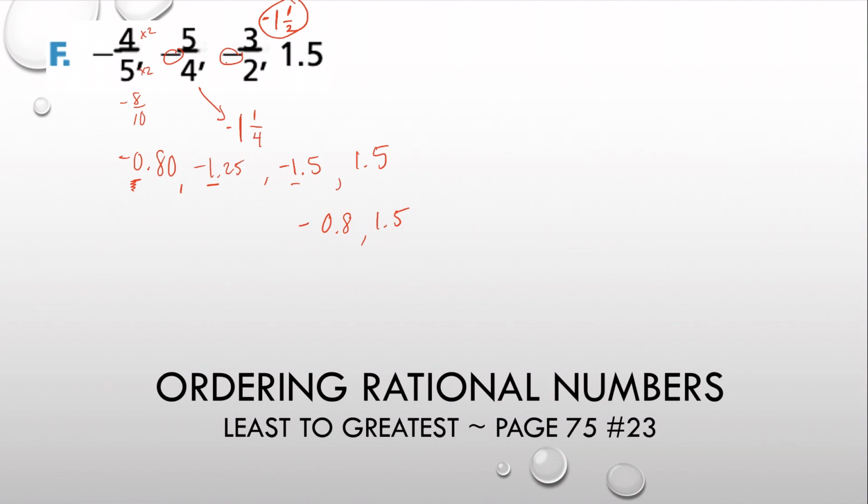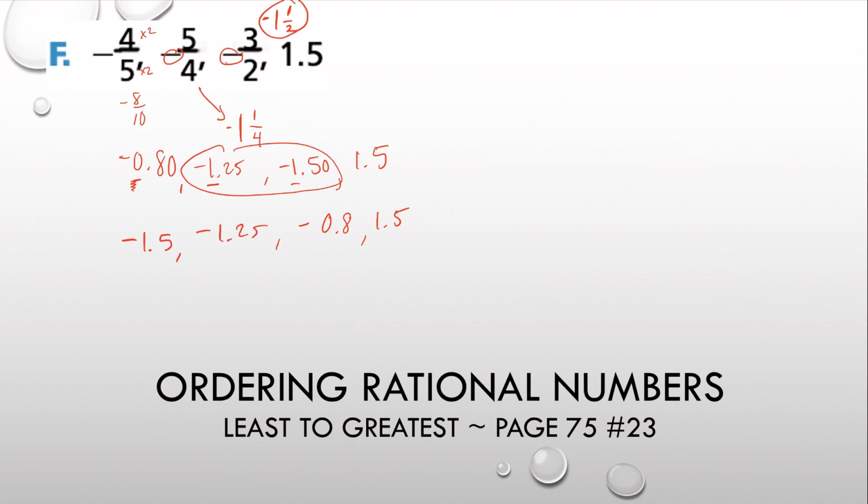And then it's a battle between these two to see which one of these two is the absolute smallest. So again, we can annex a 0 here to make it a little bit easier. And so you might now see negative 1 and 5/10 or negative 1 and 50 hundredths. That's the one that's going to be furthest to the left. And then it will be negative 1.25 and then negative 0.8 and 1.5.